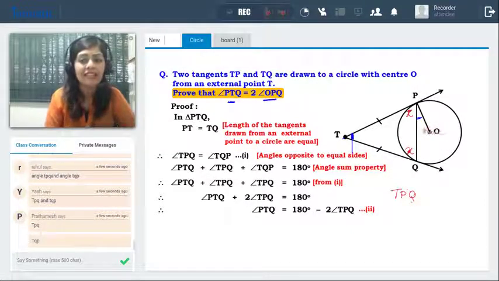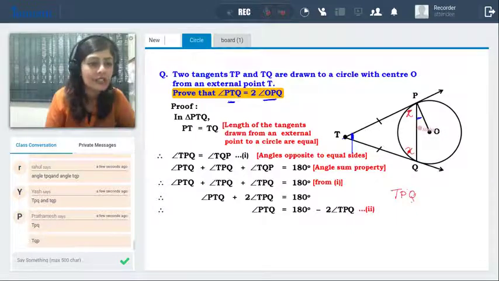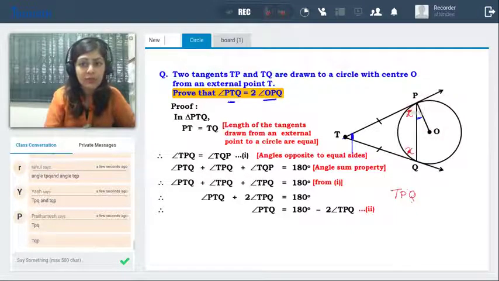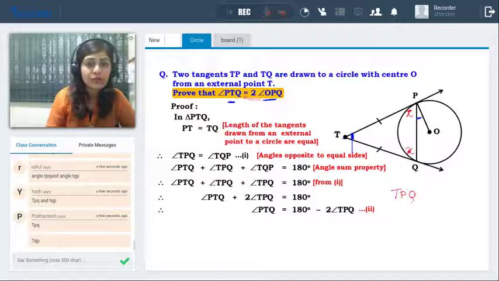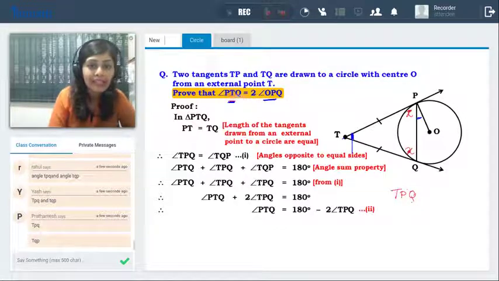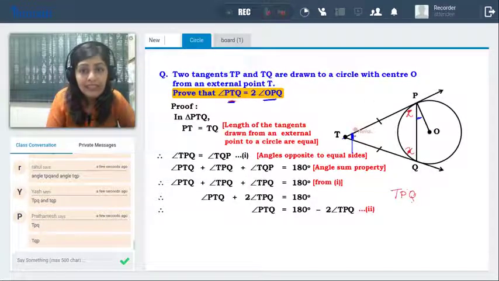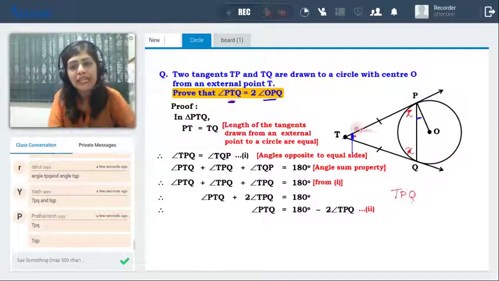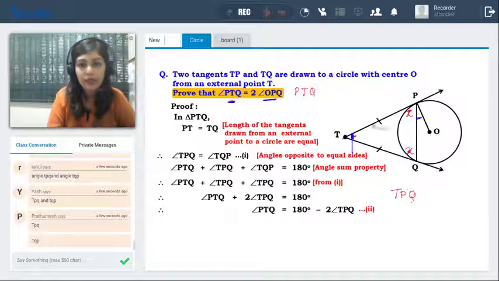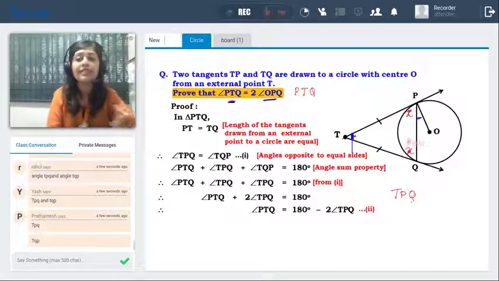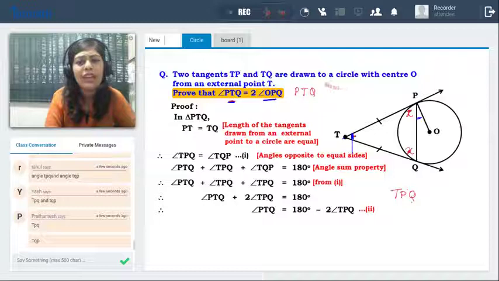We can either say angles opposite to equal sides or just isosceles triangle theorem. Either way, these are x and x. Now students, pay attention. We are only concerned about angle PTQ. PTQ is this angle. Can I get the value of PTQ with respect to this? We already know that PTQ plus 2x is equal to 180 degrees, just the normal angle sum property. So can I say PTQ is 180 minus 2x?